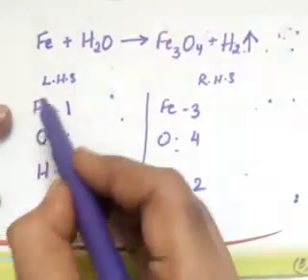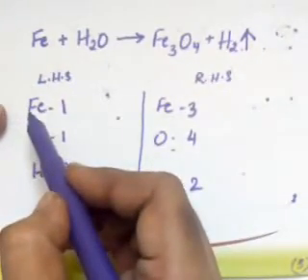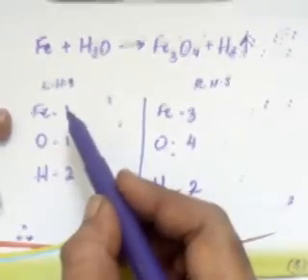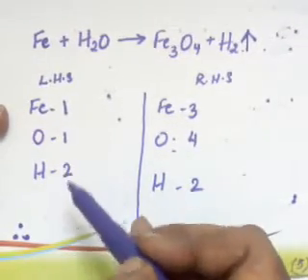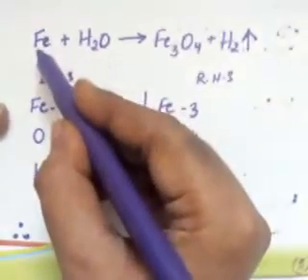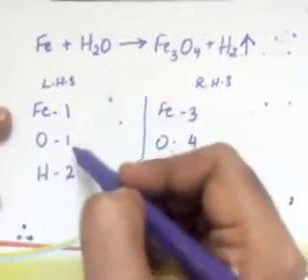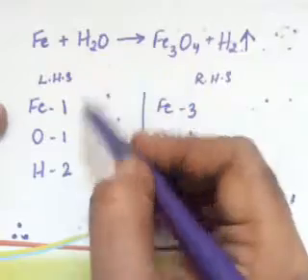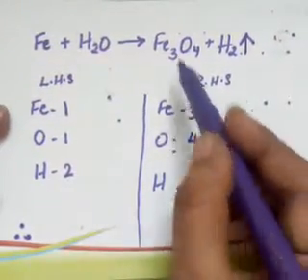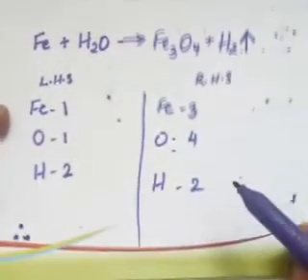We will first write down the names of the elements. As I told you, I have written the metal first, since metals generally have high molecular mass, then oxygen, then hydrogen. Now let us count the number of atoms. On the reactant side, iron is 1, oxygen is 1, and hydrogen is 2 atoms. On the product side, iron is 3, oxygen is 4, and hydrogen is 2.